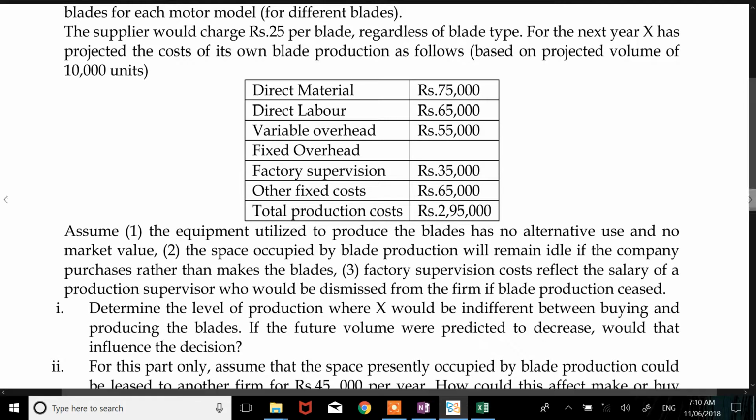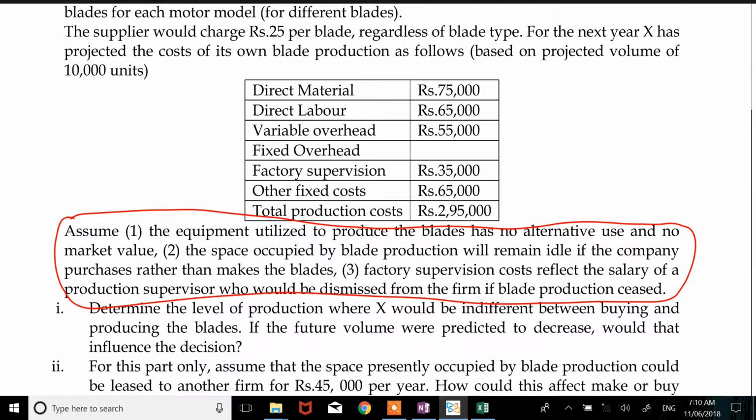Now this additional information which is available now is any additional information related to material, labor, variable overheads. Anything related to material, labor or variable overhead. That is factory supervision. I'll come to factory supervision in some time. If nothing is related to that, all the three are relevant.